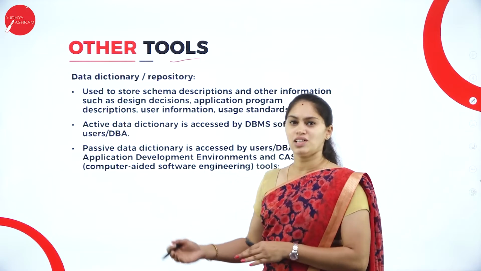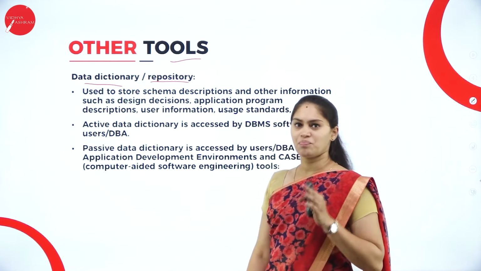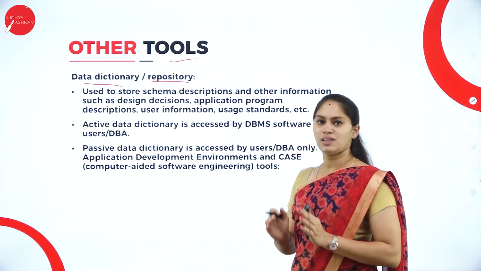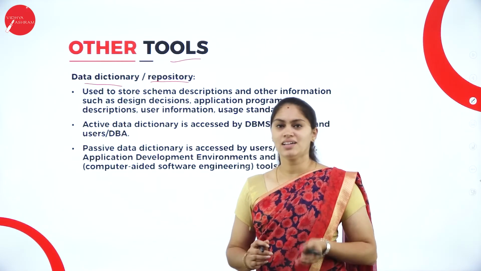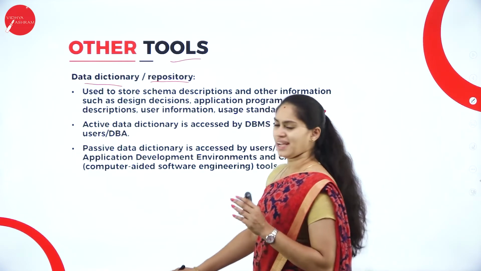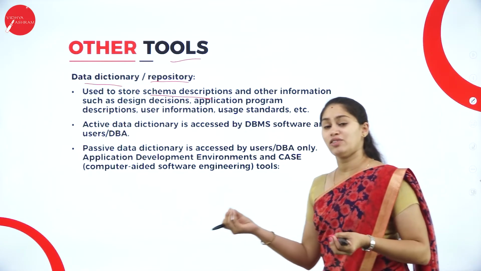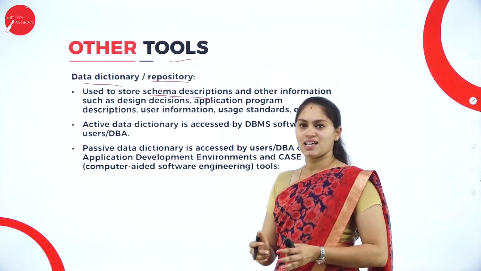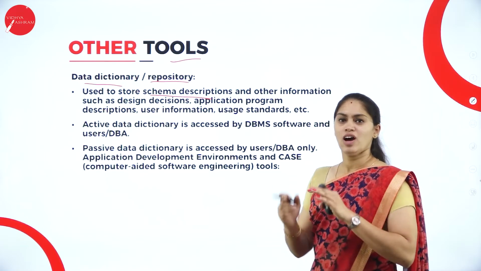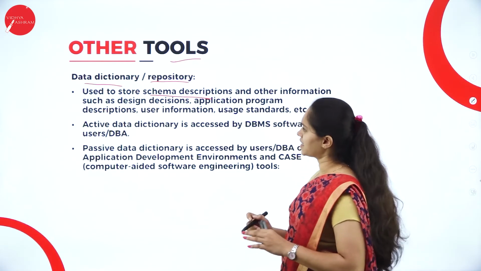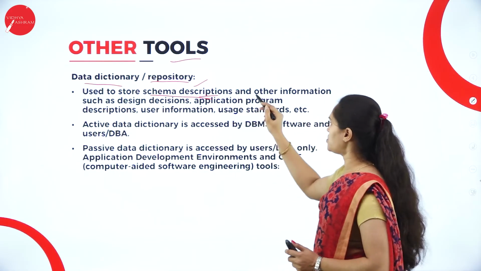We can also have some other tools with respect to the database, including the data dictionary or repository. The data dictionary is also called a repository, and it is also called metadata. Why? Because it is data about other data. Why are we going to use this data dictionary? Mainly it is used to store the schema description: what kind of tables we are using, what kind of data it can include, how many columns it has, what properties or attributes it includes, and how many rows or records we have. All the description of that database can be defined in this data dictionary, so it is used to store the schema description and other information.